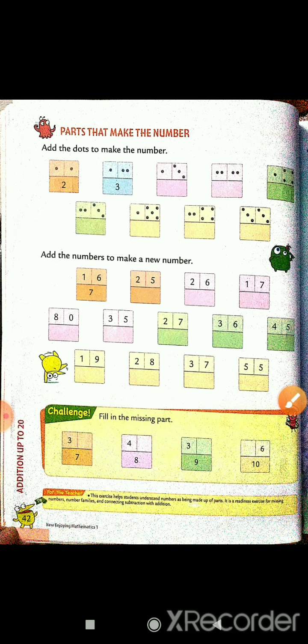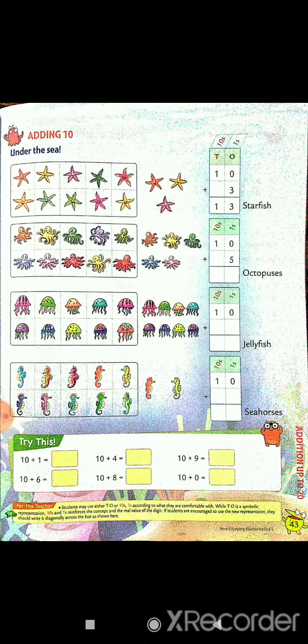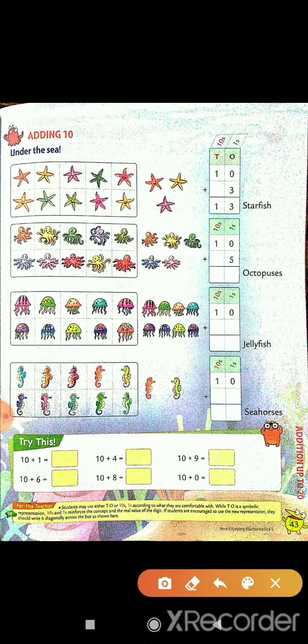Now, moving further, let us start with the next topic, that is adding 10. Now we have to learn adding 10. What you have to do here, students? Can you see these pictures? Here in every box, 10 things are there. How many things? 10 things. Say for example, in the first box 10 starfish are there.